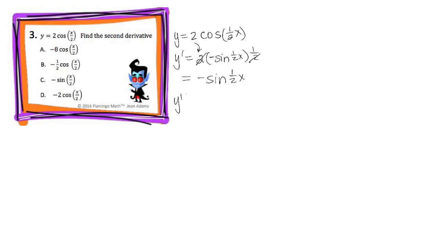So we have now the second derivative. That negative does come down, and the derivative of sine of an angle is cosine of that angle times the derivative of the angle. So it looks like the answer choice we get is going to be B.